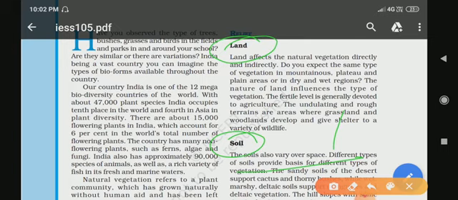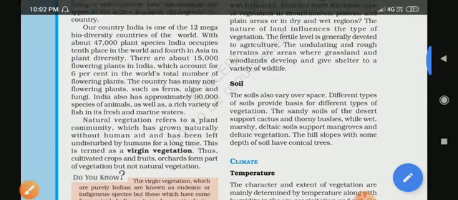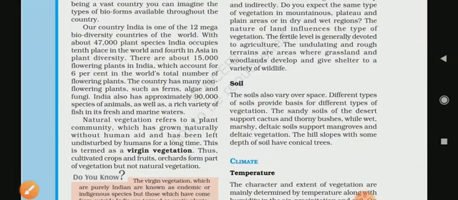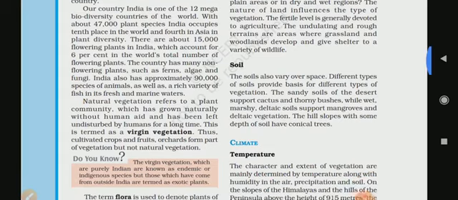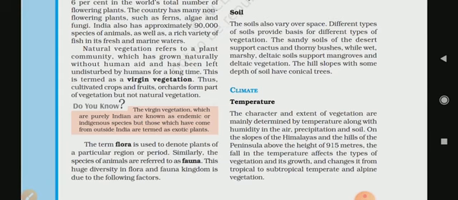Like alluvial soil grows rice and sugarcane. Black soil is good for cotton, and red soil is for oilseeds. Mountain soil is for paddy and wheat. Desert soil is for date palm. So that is the role of soil. Now, students, next is climate.